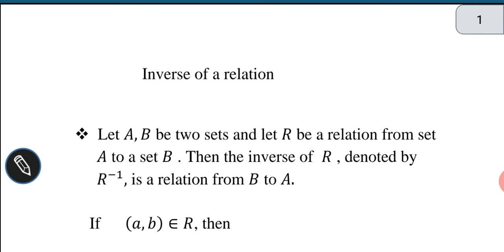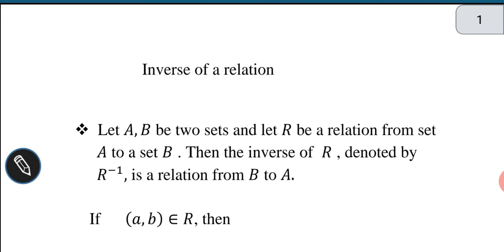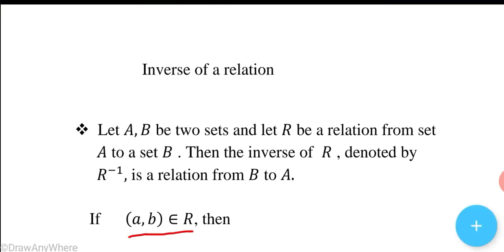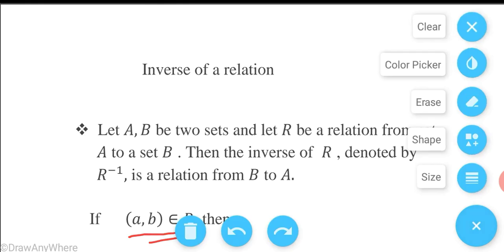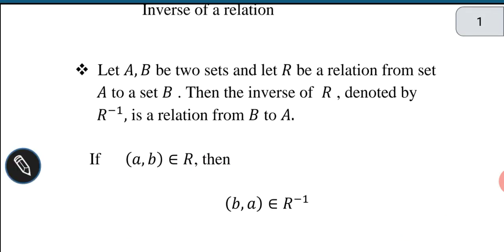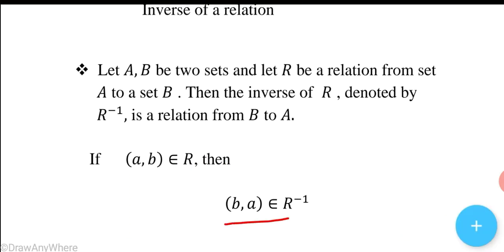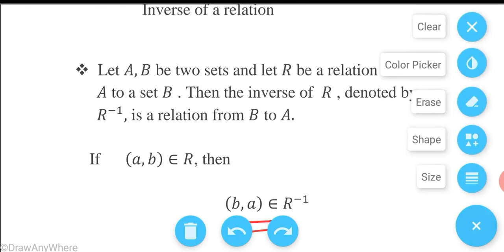If (a, b) is related to R, then (b, a) is related to R inverse. So this is the definition for the inverse of a relation.